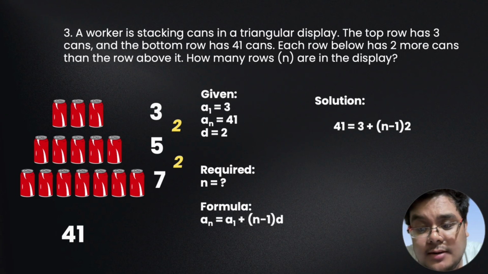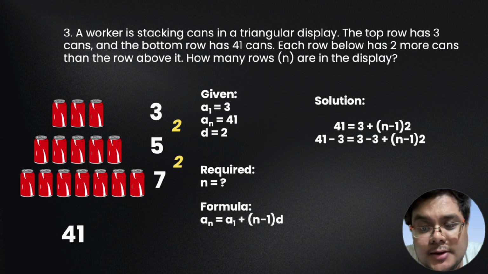The easiest one here that I see is the 3. And the only way for us to remove the 3 is to subtract 3 from the left side and 3 from the right side. And if we do that, that becomes 41 minus 3 is equal to 3 minus 3. That becomes 0 then, plus n minus 1 times 2. If we're going to rewrite to make it cleaner, that becomes 38 is equal to n minus 1 times 2.